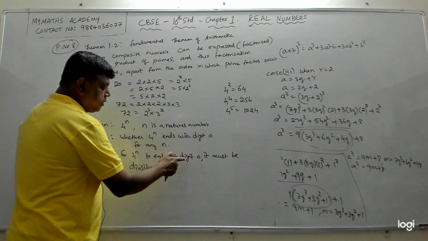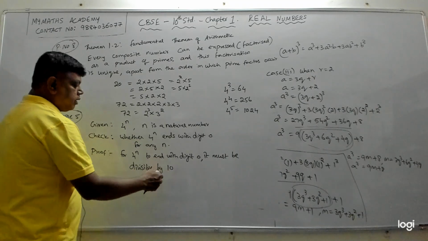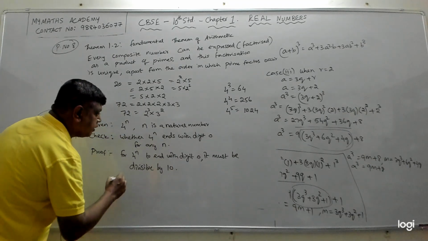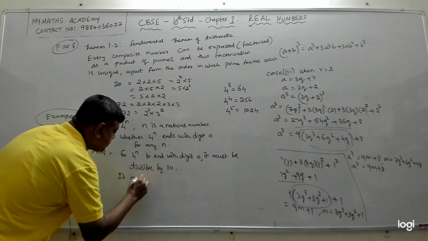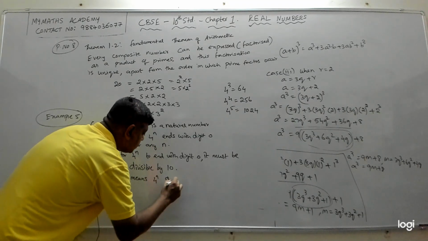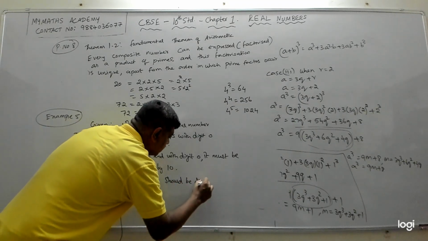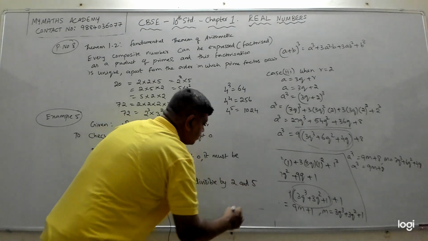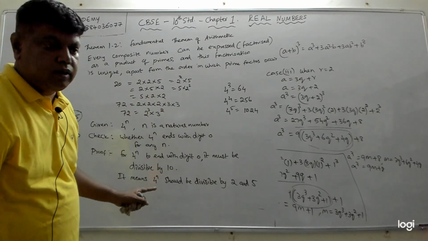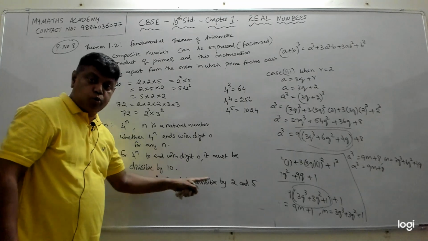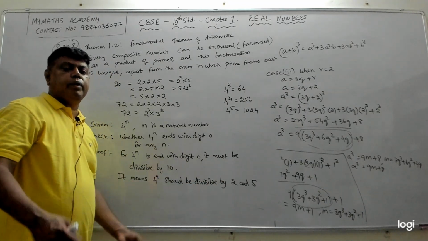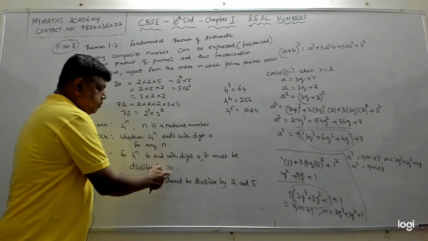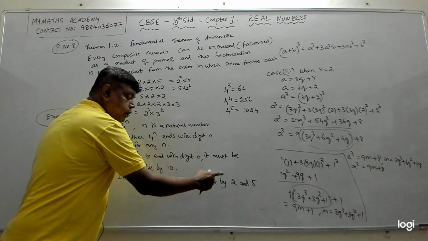Now, for 4 power n to end with digit 0, it must be divisible by 10. Right? Which means 4 power n should be divisible by 2 and 5. If a number has to be divisible by 10, it should be divisible by both 2 and 5. Only then that number will be divisible by 10, because the prime factors of 10 are 2 and 5. If 4 power n is divisible by 10, then 4 power n should be divisible by 2 and 5 also.